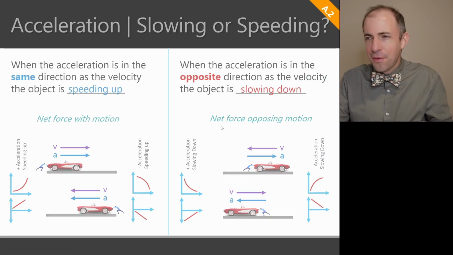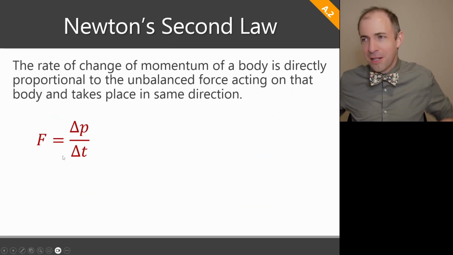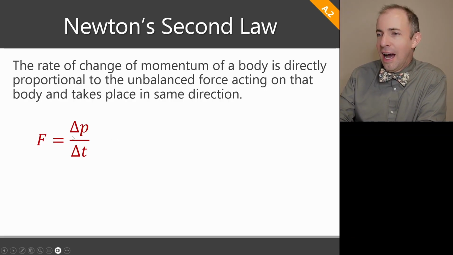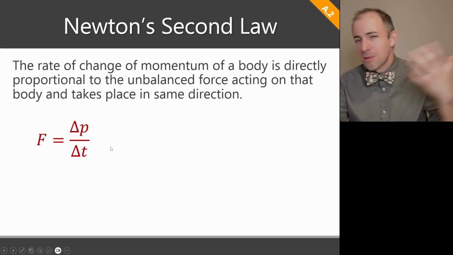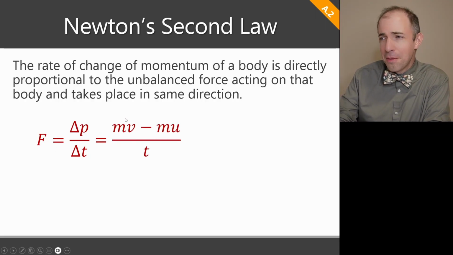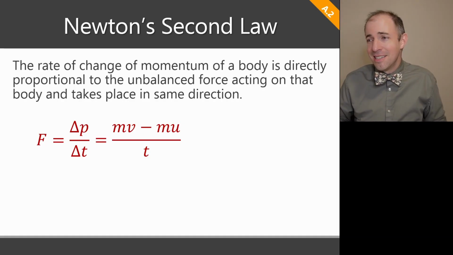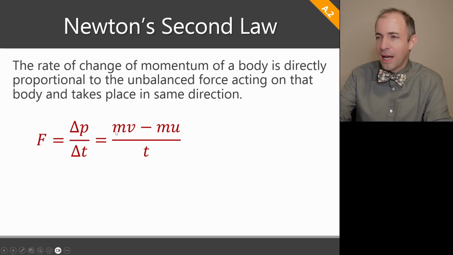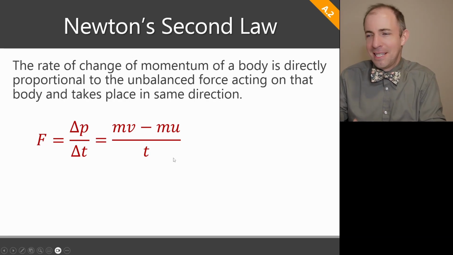So let's connect net force back into acceleration. Remember this equation that we derived earlier from this official writing of Newton's second law? We said that the change in momentum divided by the change in time is equal to some unbalanced force. Well, a change in momentum is just your final momentum minus the initial. If we know that v is final and u is initial for velocities, and momentum is just mass times velocity, I get mv minus mu to give me a change in momentum divided by the time.